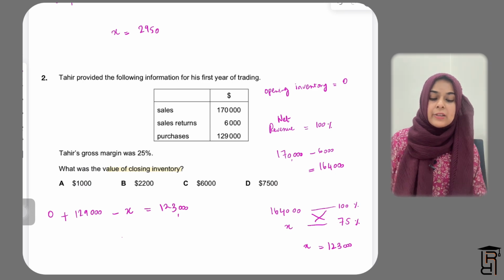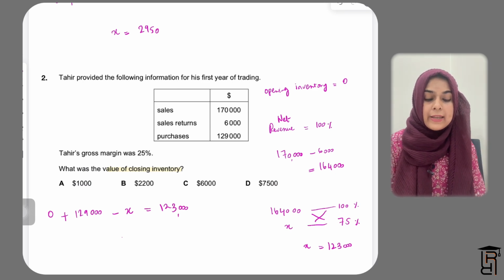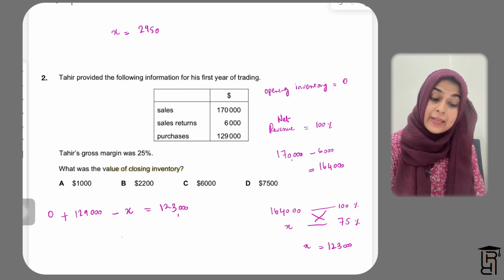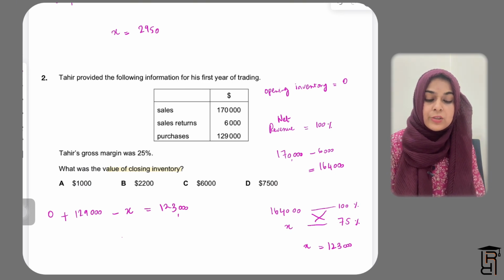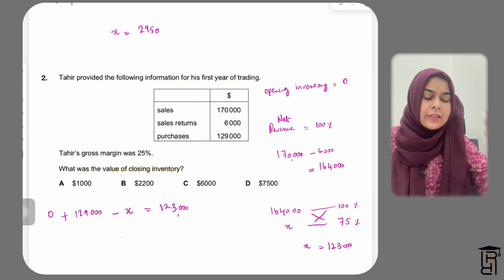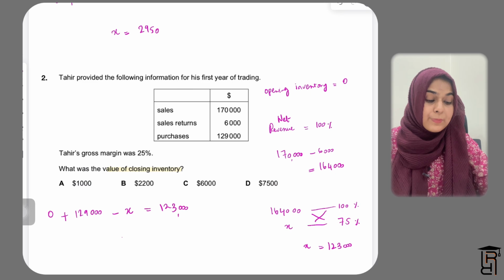Okay, the next question, question number 3, says Roshan's sales for his first year of trading were 55,000. His gross profit margin was 20%. Again, they've given you margin, and the closing inventory was 3,200. What were the purchases for the year? Now they have made purchases unknown, and the interesting thing here is that again they have given you gross margin. So revenue here is 100%, and your gross profit is going to be 20%. So our cost of sales is going to be 80%.